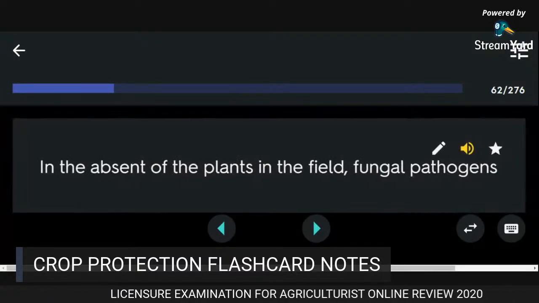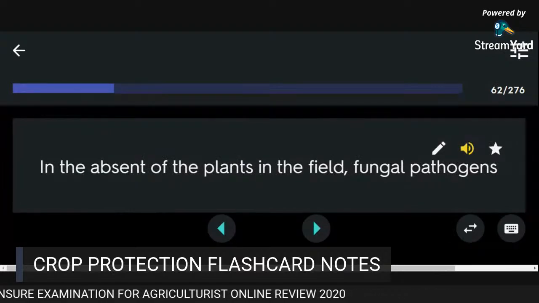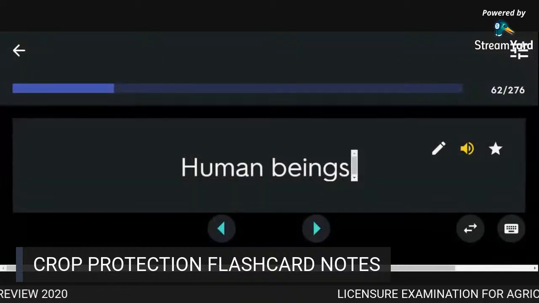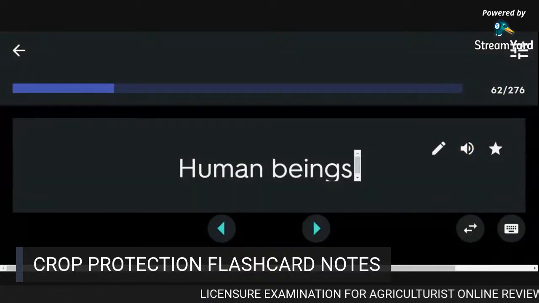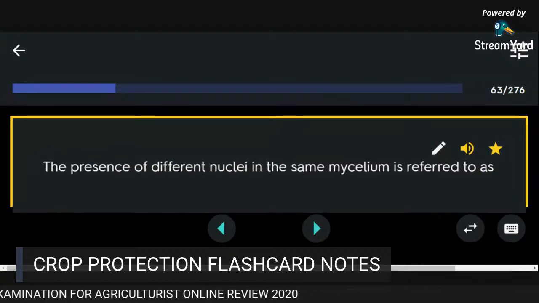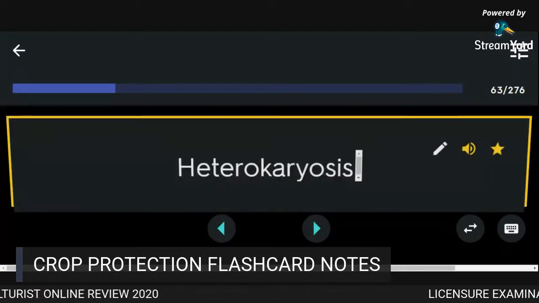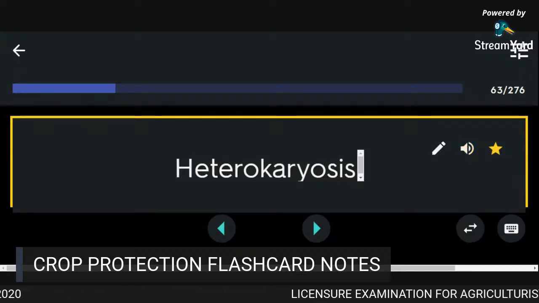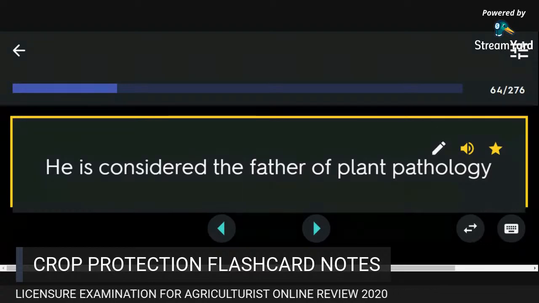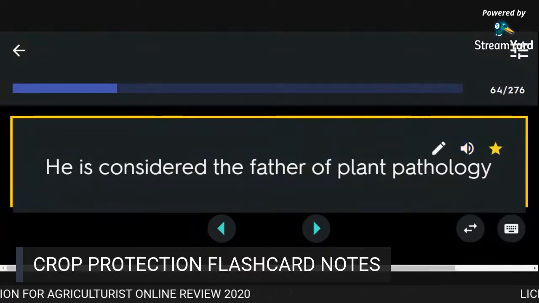In the absence of the plants in the field, fungal pathogens... human beings. The presence of different nuclei in the same mycelium is referred to as heterokaryosis. He is considered the father of plant pathology: Heinrich de Bary.